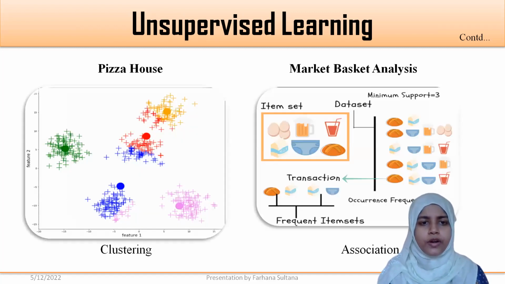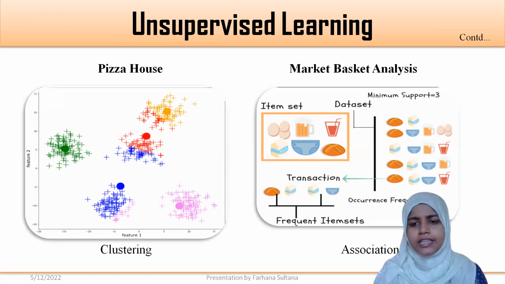This is the pizza house problem, a popular problem. It means that a pizza company wants to open a branch of their next pizza parlor. Which place will be the best? This is the clustering problem. There is also the association problem: if a person buys something, is there any association among these items?